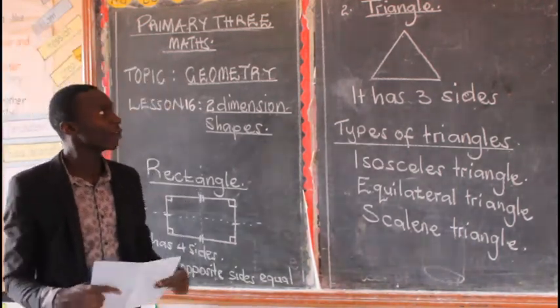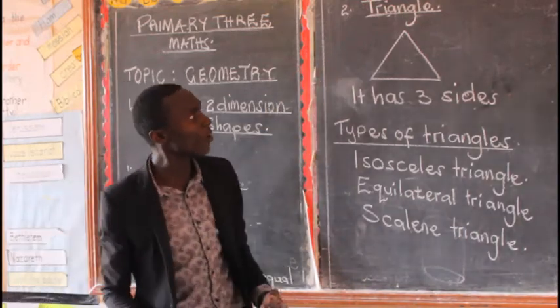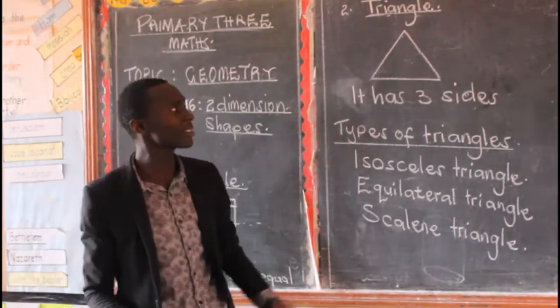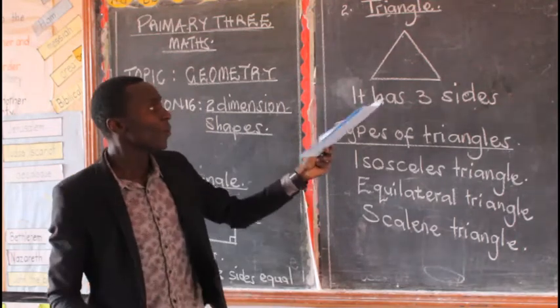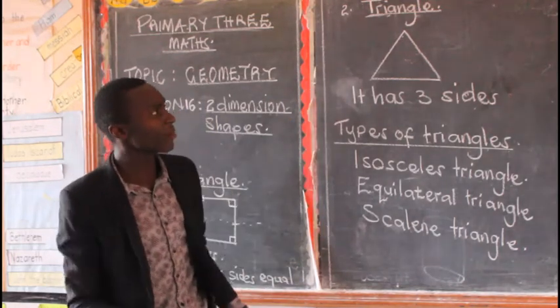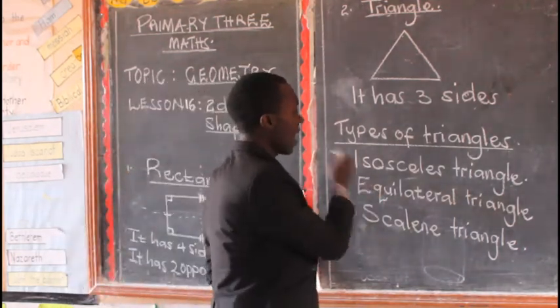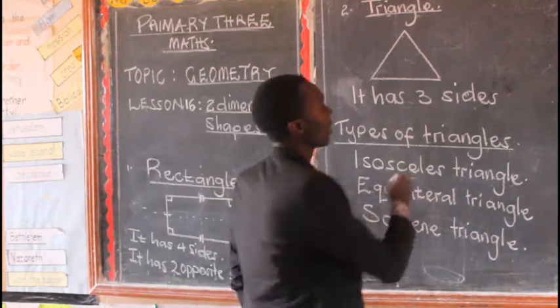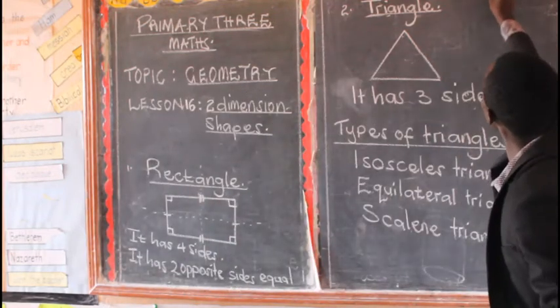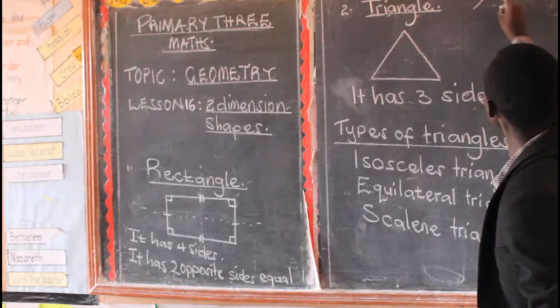Yes, we can go to the triangle. How many lines of folding symmetry does it have? There are some triangles, like an equilateral triangle. An equilateral triangle is that triangle which is equal. All sides are equal.